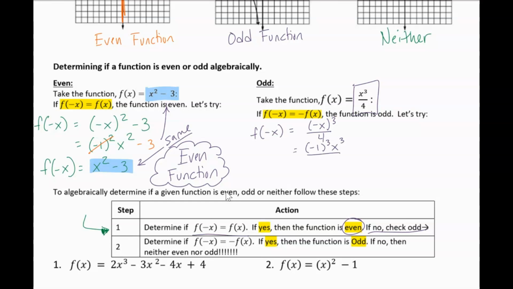What is negative 1 cubed? Negative 1 times negative 1 times negative 1. This time it's, I think someone said it, but really quiet. It's now a negative 1, right? Negative 1 times negative 1 is positive 1. Times another negative 1 is negative 1. So my answer here is negative x cubed over 4.